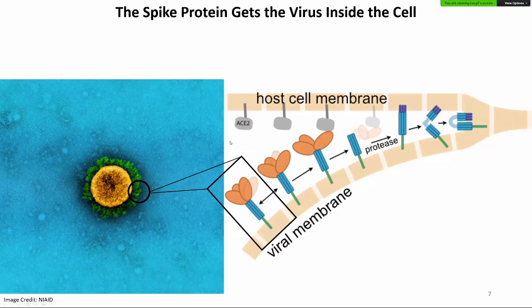So without this process, the virus can't get inside the cell. If the virus can't get inside the cell, it can't make new RNA. And if it can't make new RNA, then it can't make new viruses. And it's pretty much failed its job as a virus.